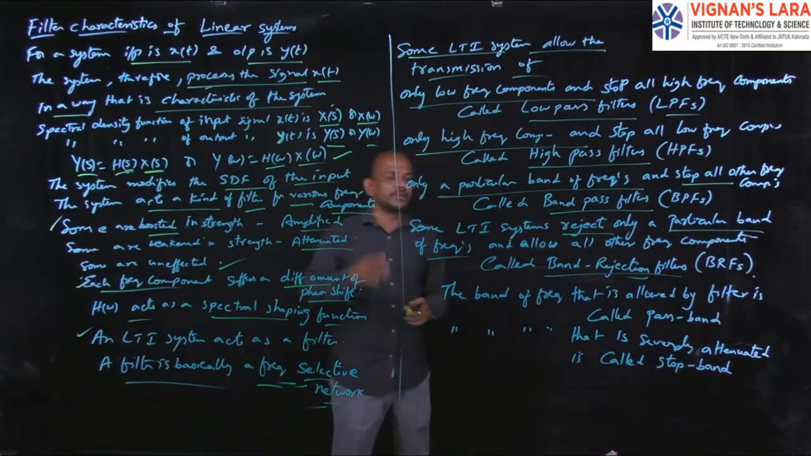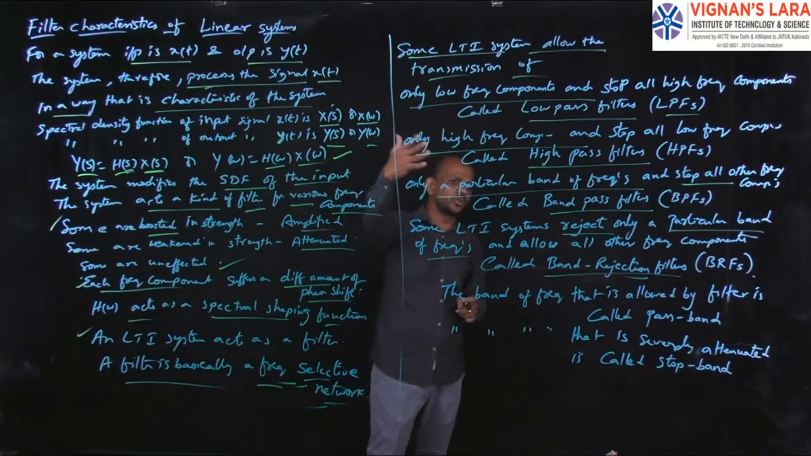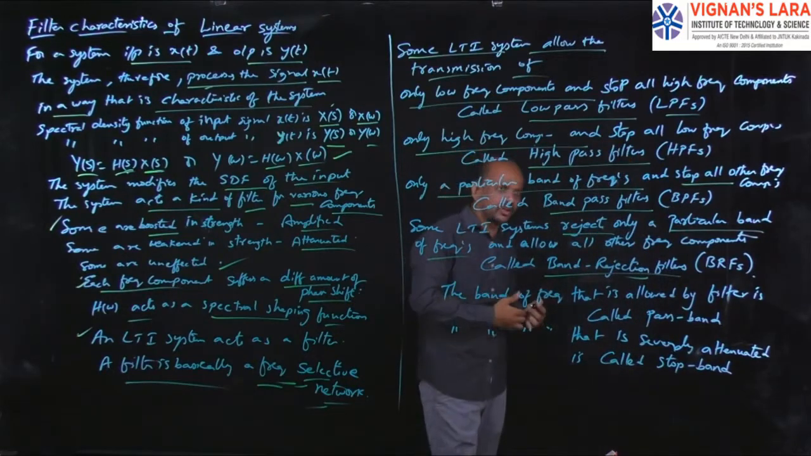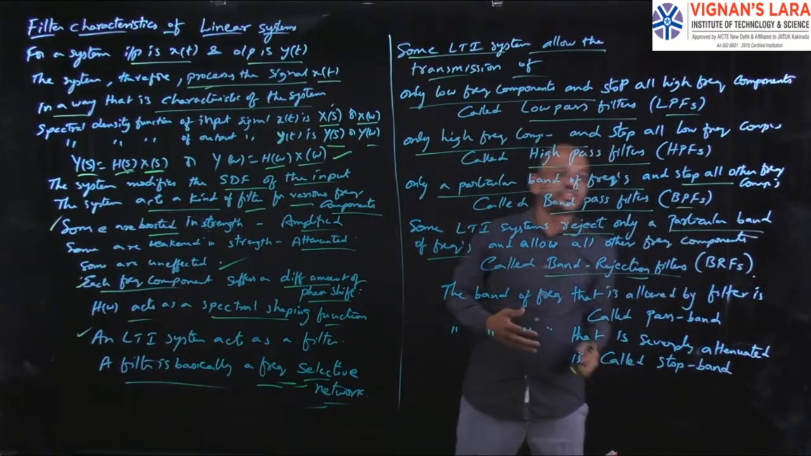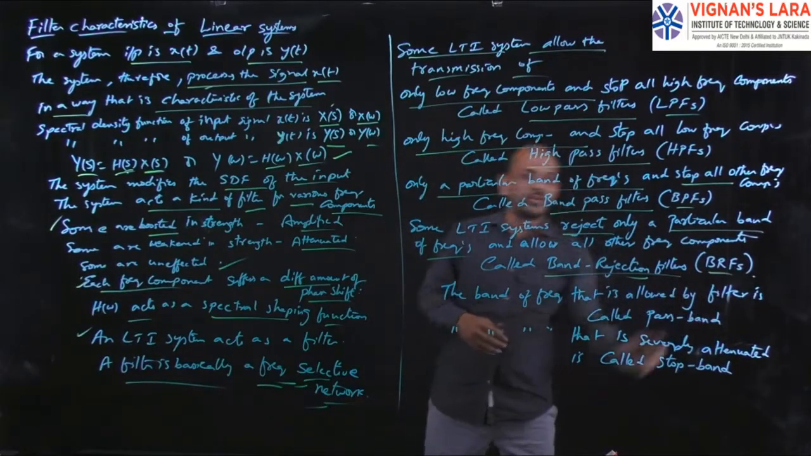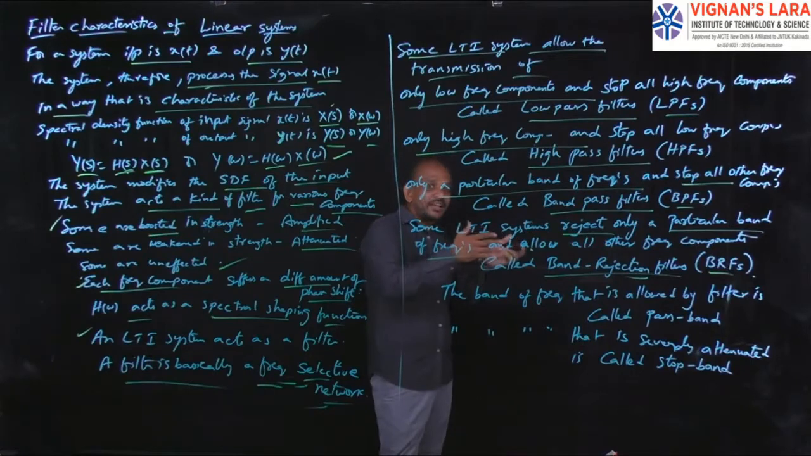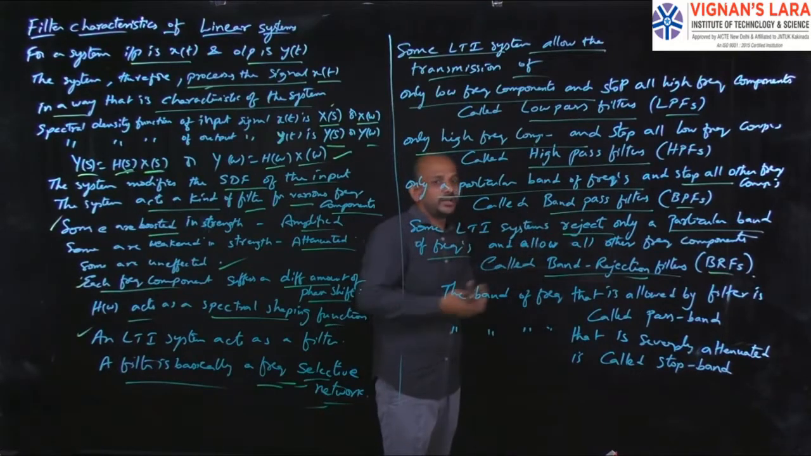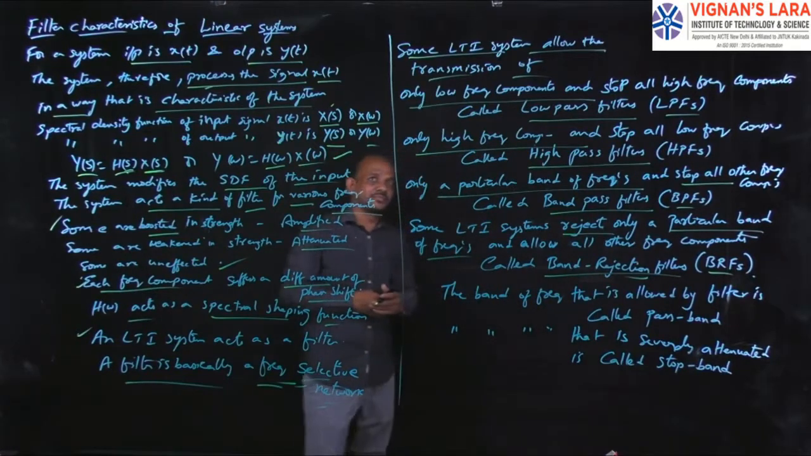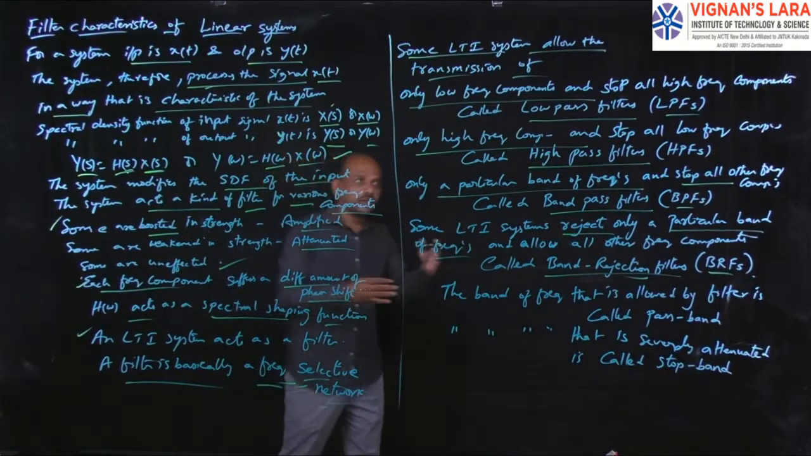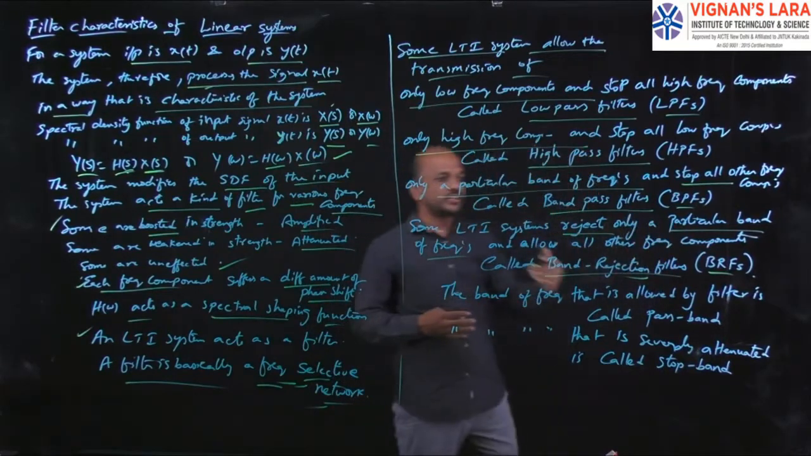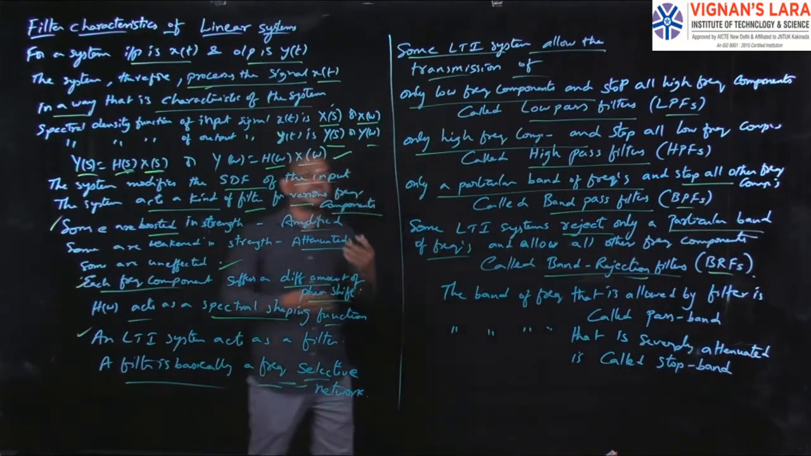So here we have four types: LPF, low pass filters, which allow all the low frequency components; HPF, high pass filters, which allow all the high frequency components; BPF, band pass filters, which allow only a band of frequencies; and BRF, band rejection filters, which reject a particular band of frequencies and allow all other frequency components. This is how LTI systems are classified based on their functioning.